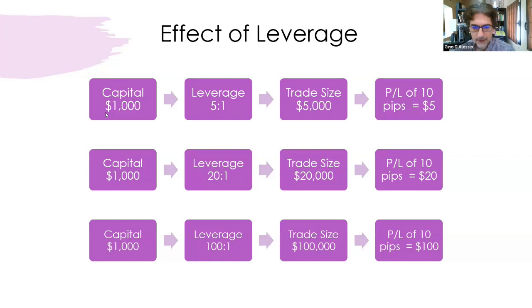Now, if I use a lot of leverage and I increase my leverage to 20-to-1, now I can trade $20,000. My initial capital is 1,000, and I apply a 20-to-1 leverage. There are plenty of brokers that apply 20-to-1 and 30-to-1 and 40-to-1, and much higher, as we're going to see. Well, I can trade $20,000, but 10 pips is now $20.